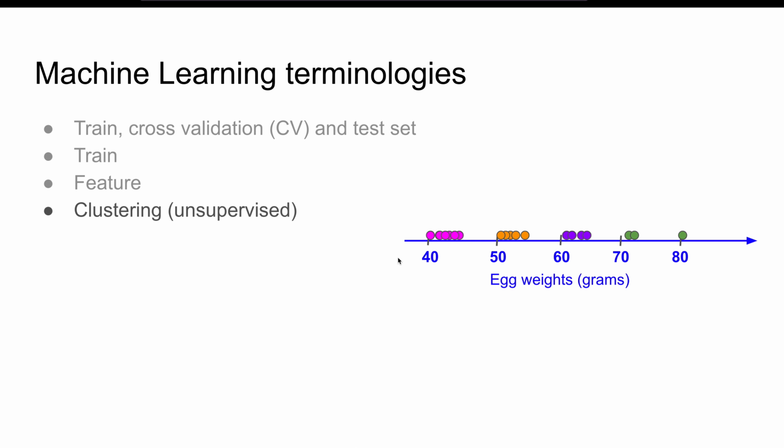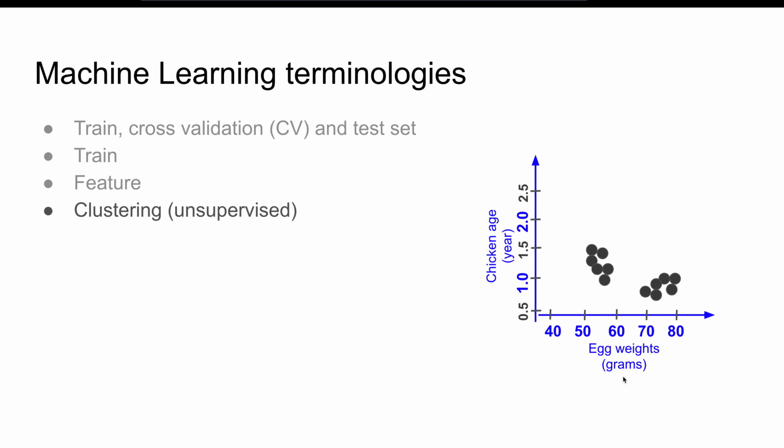Now let's look at another example where we have the egg weight and the age of the chicken. So we can clearly see there are two groups, but these are unlabeled. For the computer, when we run the clustering algorithm, it will try to find these two clusters, and once it does, here they are shown in orange and green. So now these are two clusters, this group 1 and we have group 2 that is found.